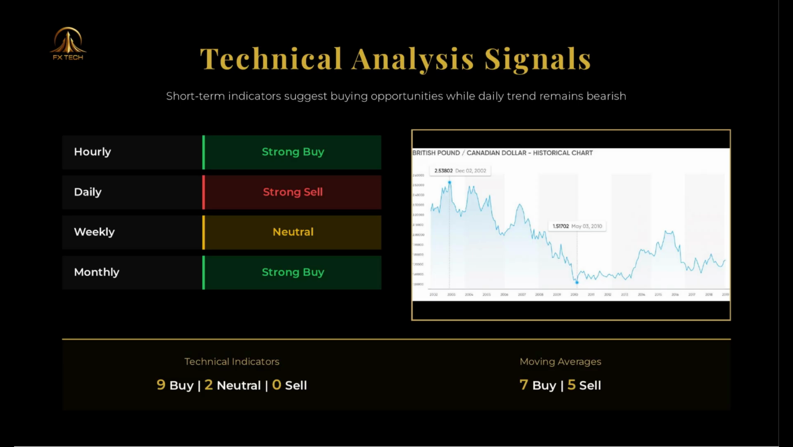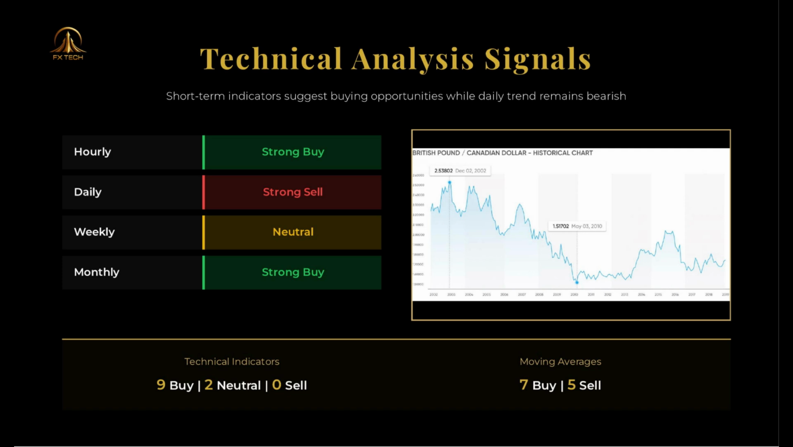Let's examine the technical picture for GBPCAD. The pair is currently trading at 1.8414, showing clear bearish momentum across multiple timeframes. The technical indicators paint a consistent picture of downside pressure.